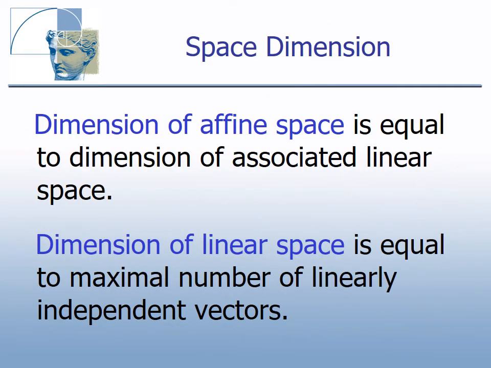The dimension of an affine space is equal to the dimension of the associated linear space. The dimension of a linear space is equal to the maximal number of linearly independent vectors. So you can remember that in 2D we can find only two independent vectors, and any three vectors will be obviously dependent, and in 3D the maximum number of independent vectors will be what? Yes, it will be 3.